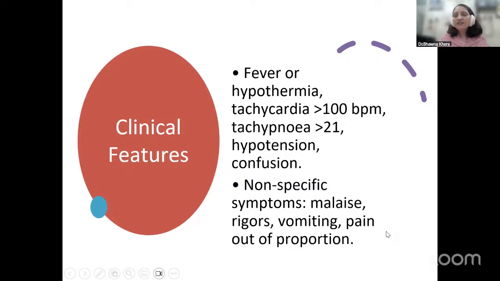So one keyword which RCOG often uses is "pain out of proportion." That is, the patient feels unwell. The patient is unwell. That's a very, very important point in these patients.